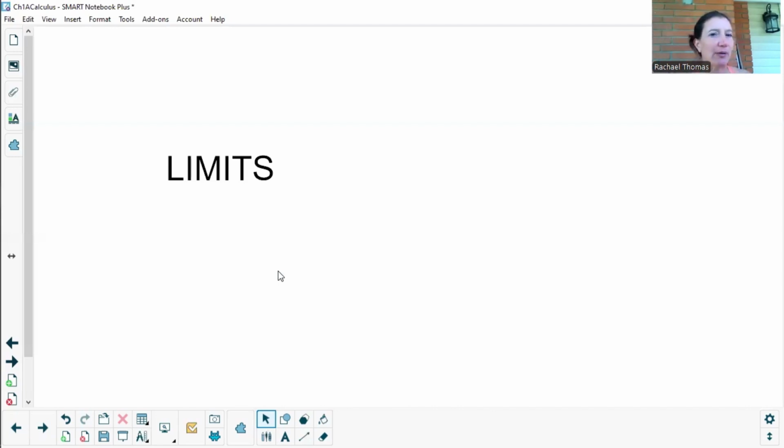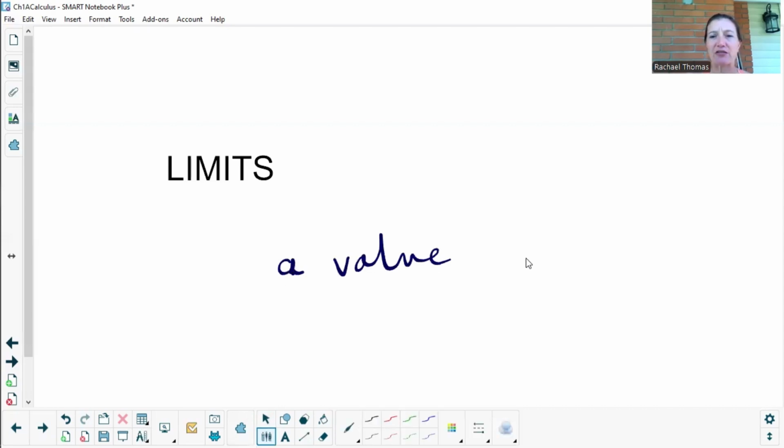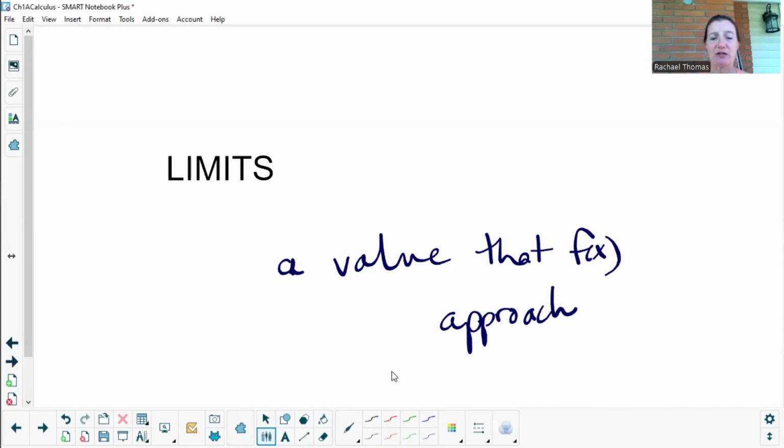It doesn't have to be a lower bound. It doesn't have to be something that you don't actually achieve or that you can't go beyond. It's just a value that you approach. A limit is a value that f of x, so we're talking about y values, f of x approaches and might achieve. So f of x might actually equal this value, but it at least approaches this value.